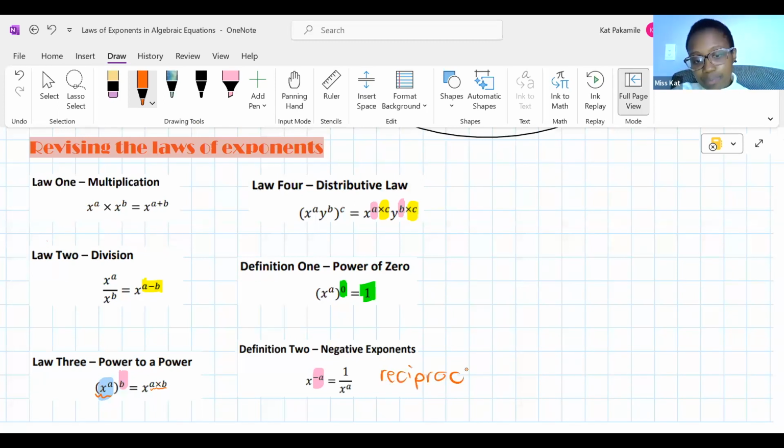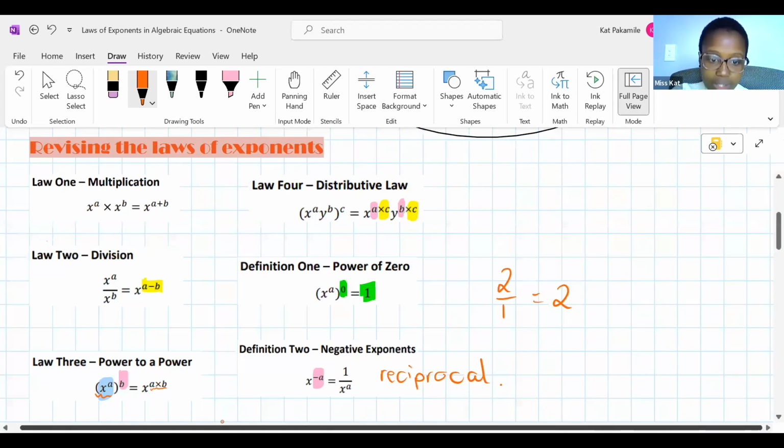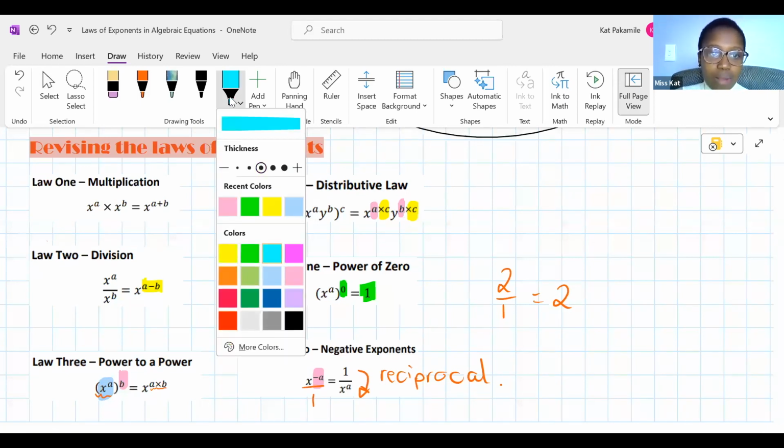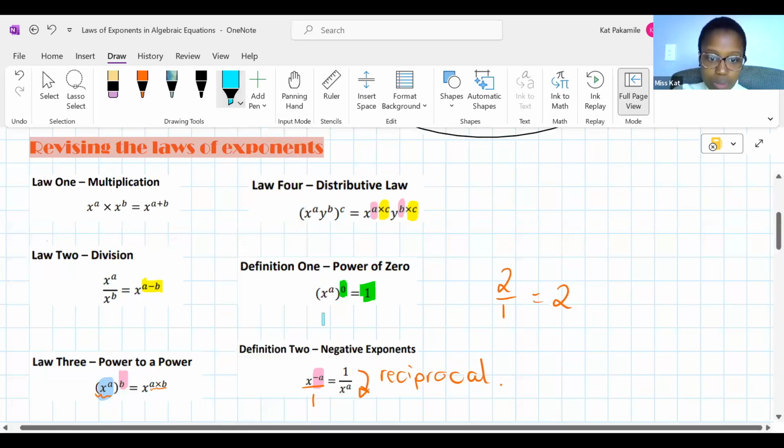Reciprocal. So that means if this was the numerator, it will now become a denominator. And if it was a denominator, it will become a numerator. Okay, we don't usually write numbers as 2/1, but 2/1 is the same as 2. In the same way, x to the power of negative a is the same as x to the power of negative a over 1. So it was a numerator, it now becomes a denominator. And when that happens, if you're going to do the reciprocal, remember to change your exponents now to a positive, because that's what we want.